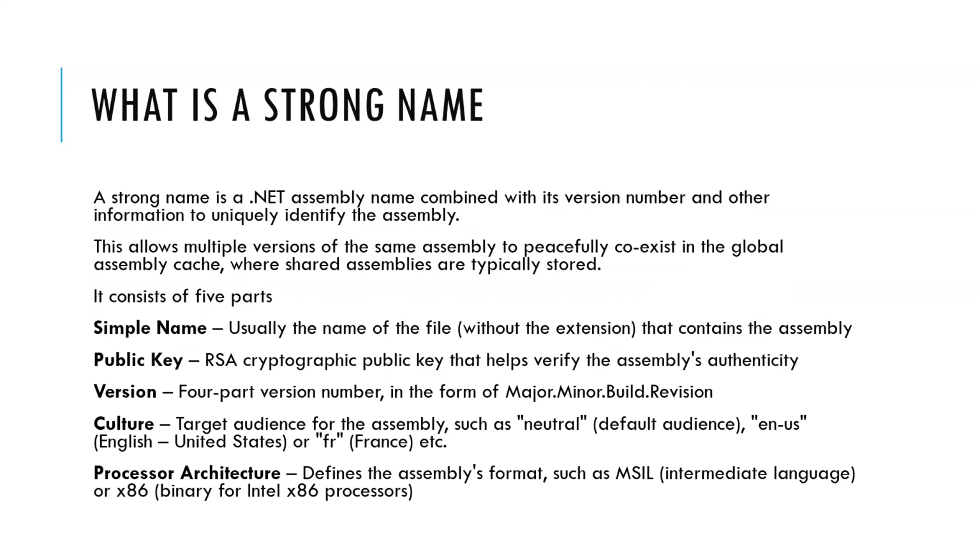So what is a strong name? A strong name is the .NET assembly name combined with its version number and other information to uniquely identify the assembly. This allows multiple versions of the same assembly to peacefully coexist in the global assembly cache, where the shared assemblies are typically stored. It consists of 5 parts: simple name, public key, version, culture, and processor architecture.